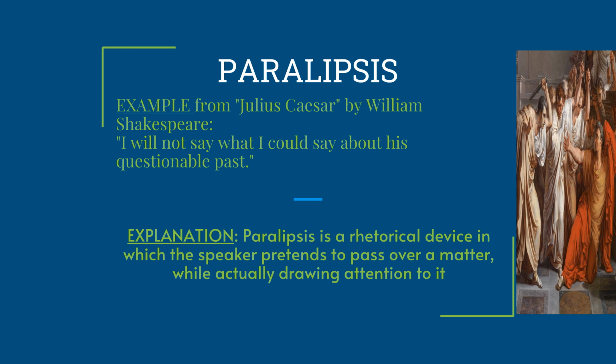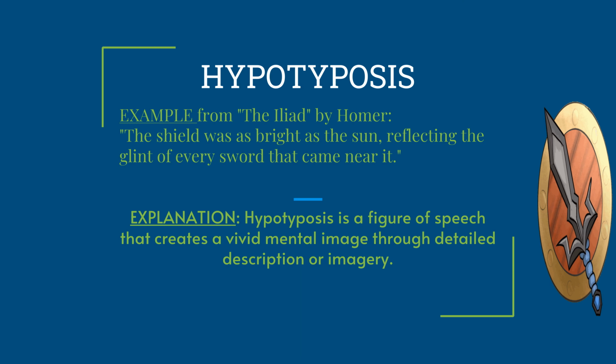9. Paralipsis. Example from Julius Caesar by William Shakespeare. I will not say what I could say about his questionable past. Explanation. Paralipsis is a rhetorical device in which the speaker pretends to pass over a matter, while actually drawing attention to it.